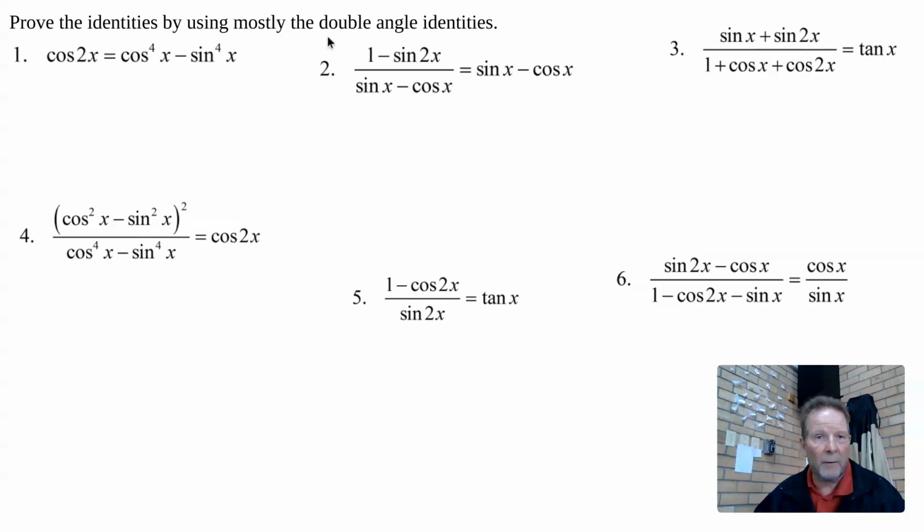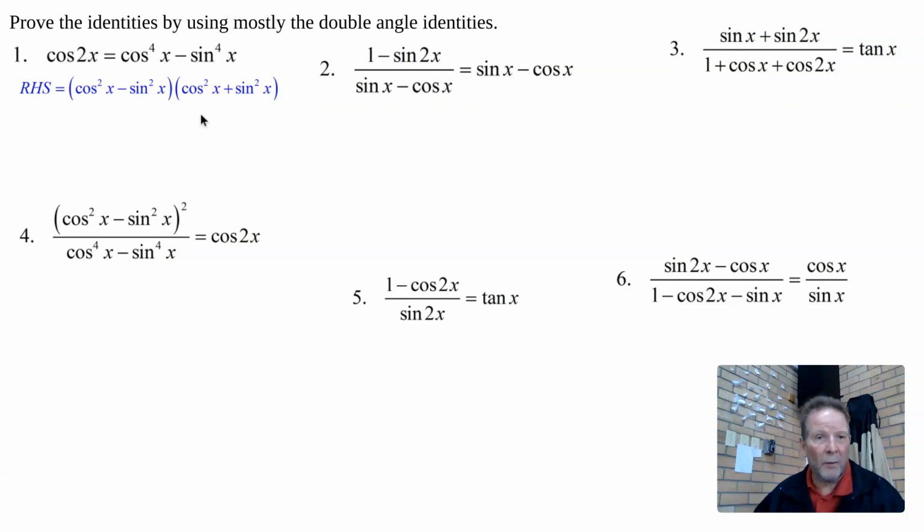Let's try this one. Prove the identities by using the double angle identity. Okay, prove this thing. Well, hang on here. See this cos to the 4th minus cos? That's a difference of squares. It's cos squared squared. So remember that if you have a squared minus b squared, it's a minus b, a plus b. That's the big trick. It's cos squared minus sine squared times cos squared plus sine squared.